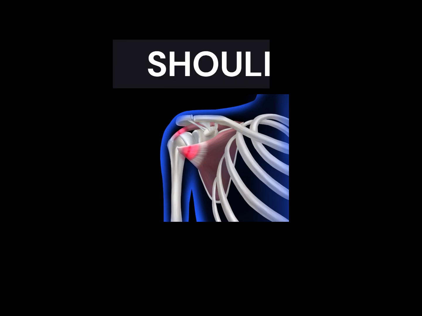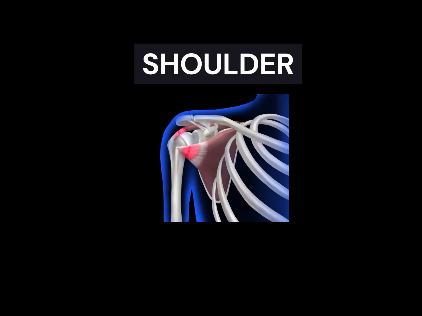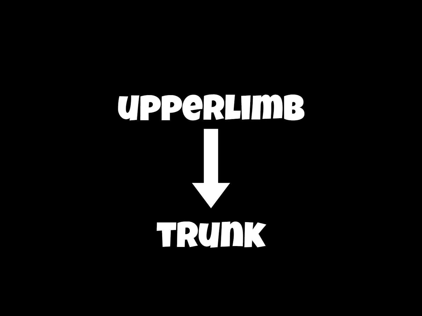Hello, in this video we'll be discussing the anatomy of the shoulder. It's a region that connects the upper limb to the trunk and is one of the most mobile yet least stable areas of the human body. It's made up of three bones, the clavicle, scapula, and the proximal humerus, which together form the pectoral or shoulder girdle. This girdle acts as a dynamic base that allows the upper limb its wide range of motion.